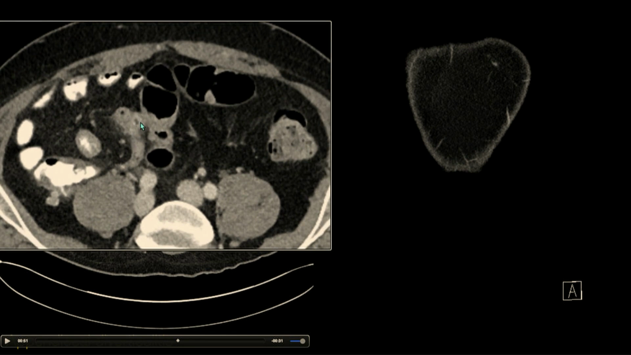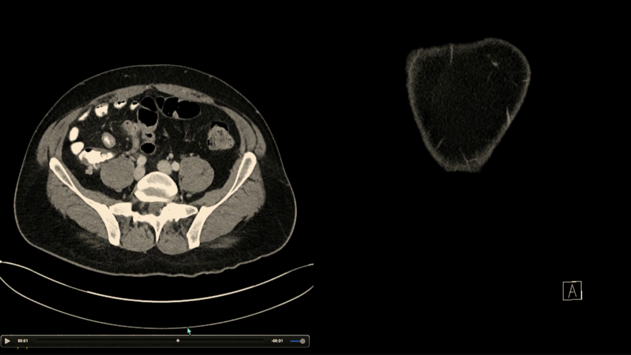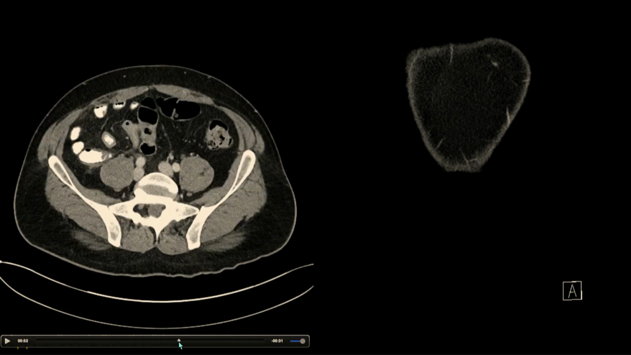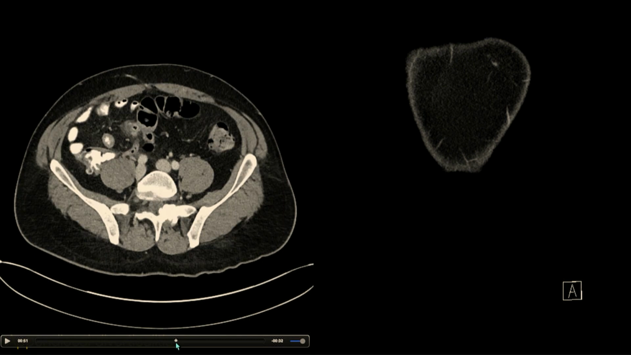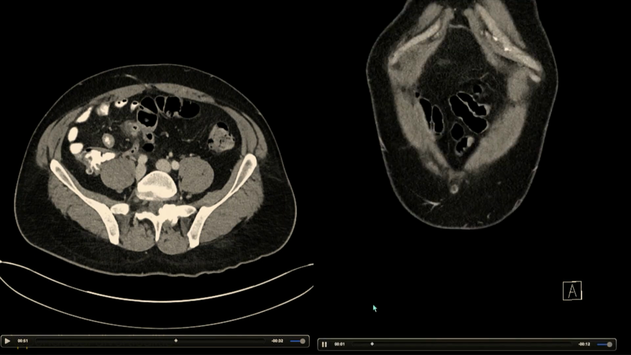And then there is that diverticulum. Let me just convince you that this is real. There it is, okay? There's that inflamed diverticulum. Let me find that on coronal for you.